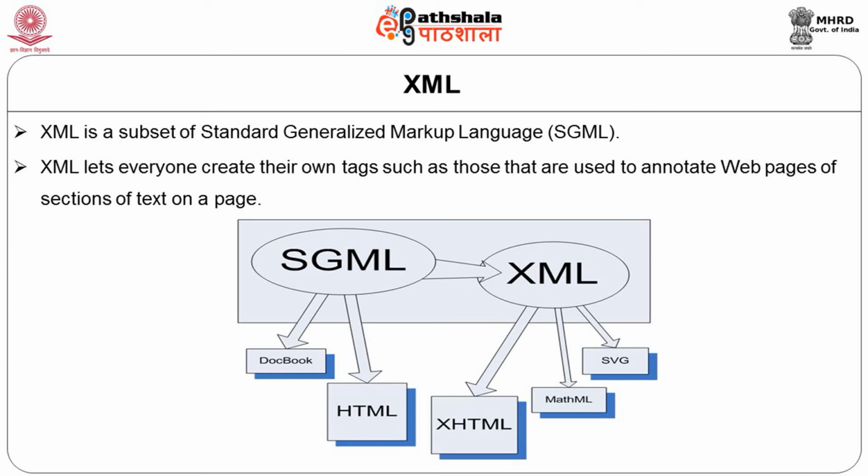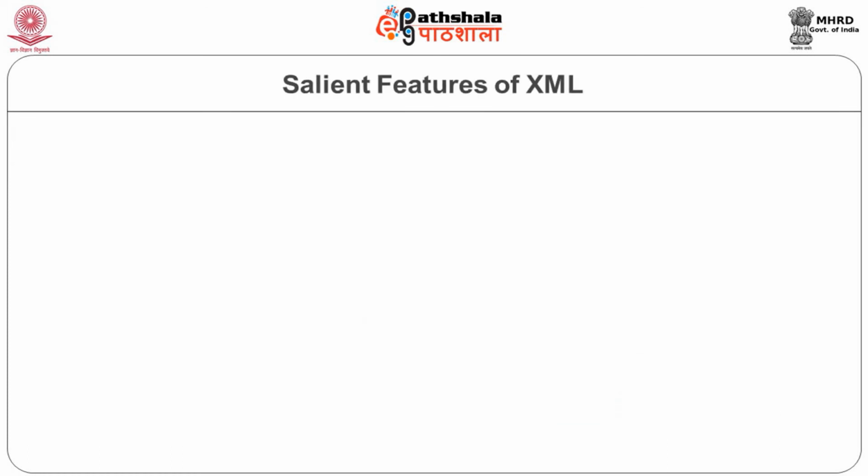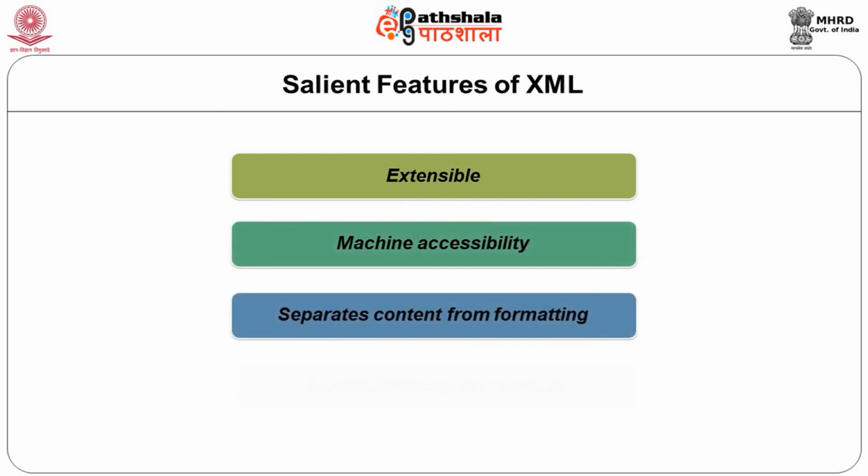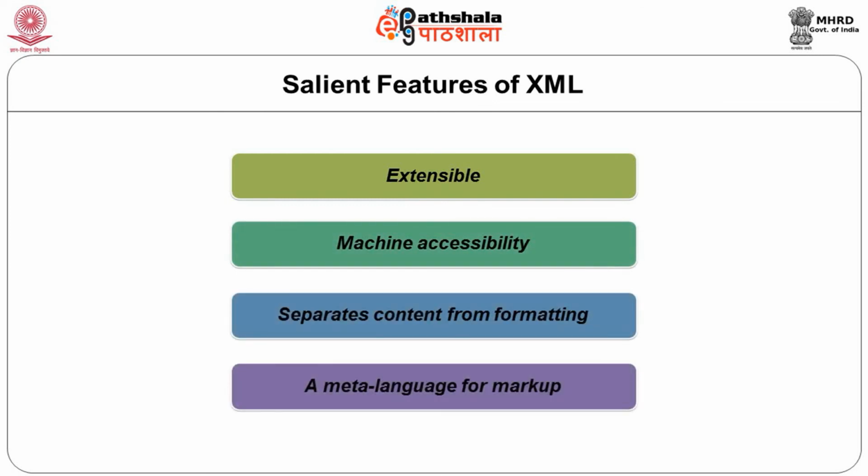For example, if there is an author, in HTML you had to write just B to make the author name bold. But in XML, you can write an author tag, add the author name, and close the author tag. This way you tag the information rather than just making it presentable. There are many salient features of XML: it is extensible, machine accessible, separates content from formatting, and it is also a meta language for markup.